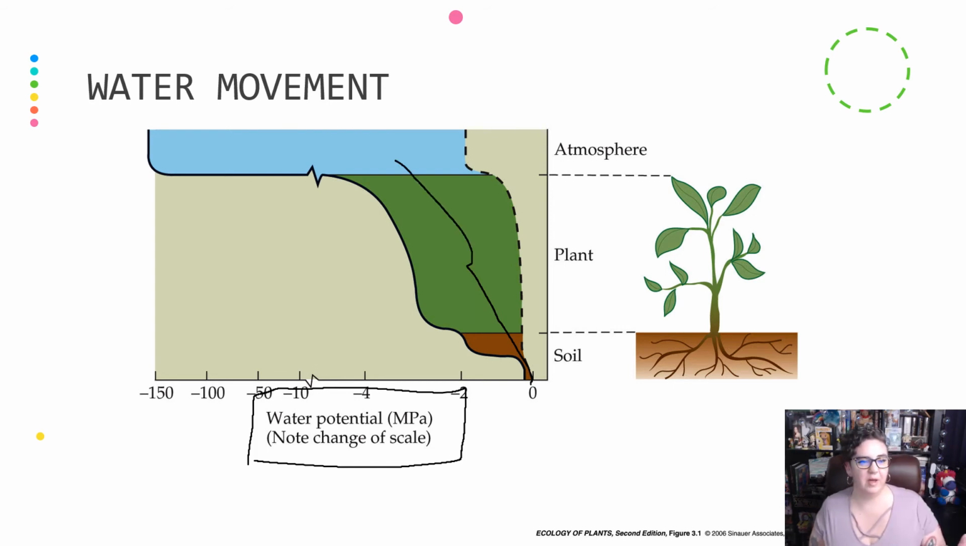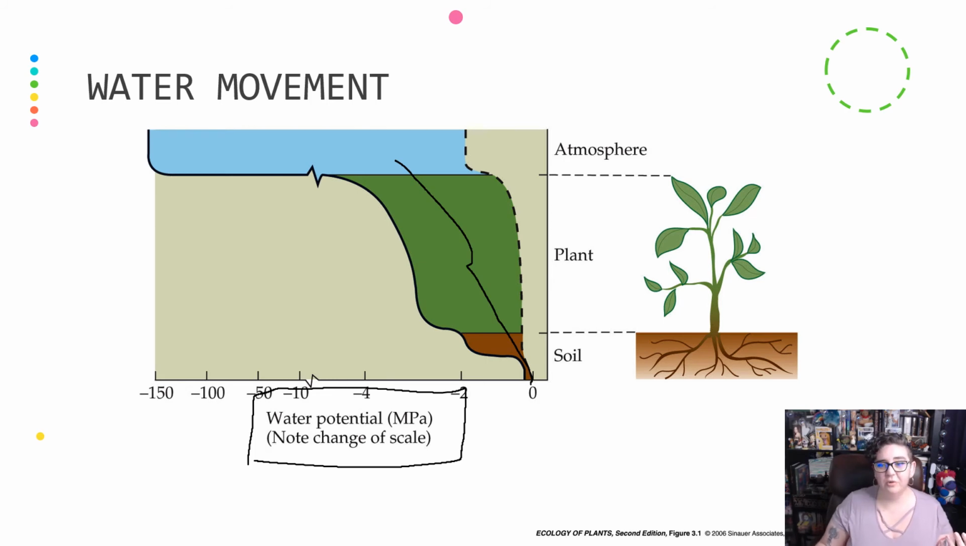And I like to think about it this way. There's not a lot of water in the atmosphere, but there's potentially a lot of water in the soil. So water is going to move from where there's a high potential, lots of water, to an area where there's low potential or not a lot of water. So essentially that's what's happening.